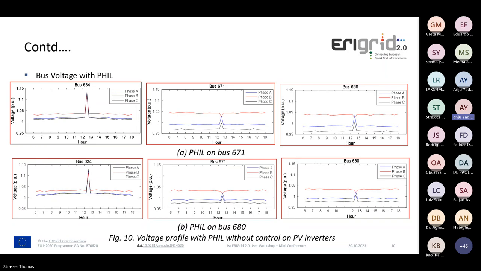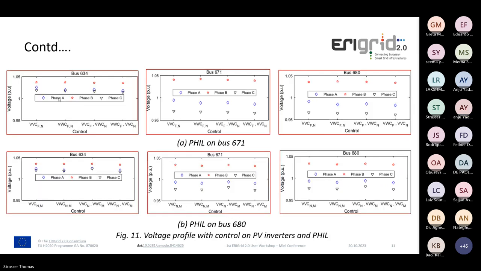So here we check the impact of the PHIL when placed at bus 671 in figure 10A and when PHIL is placed on 680, that is shown in 10B, when no control is applied on the PV inverters. Next. In figure 11, the x-axis represents the control methods, that is the volt var control and volt watt control.